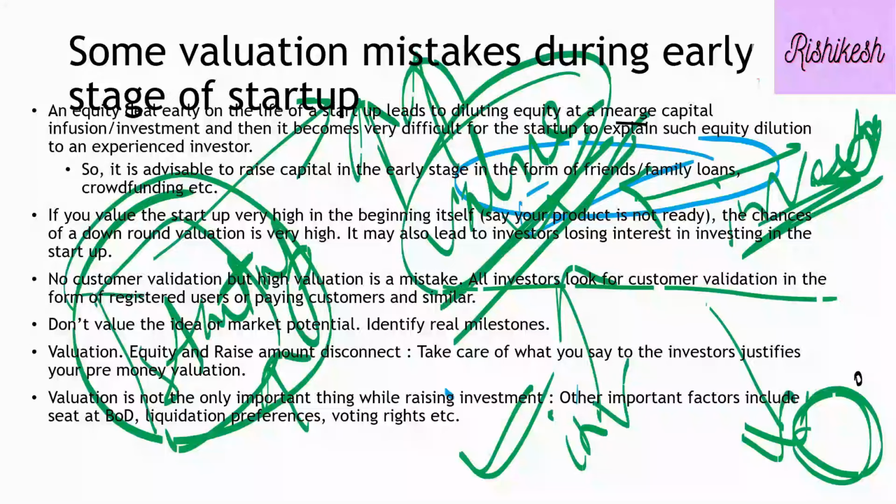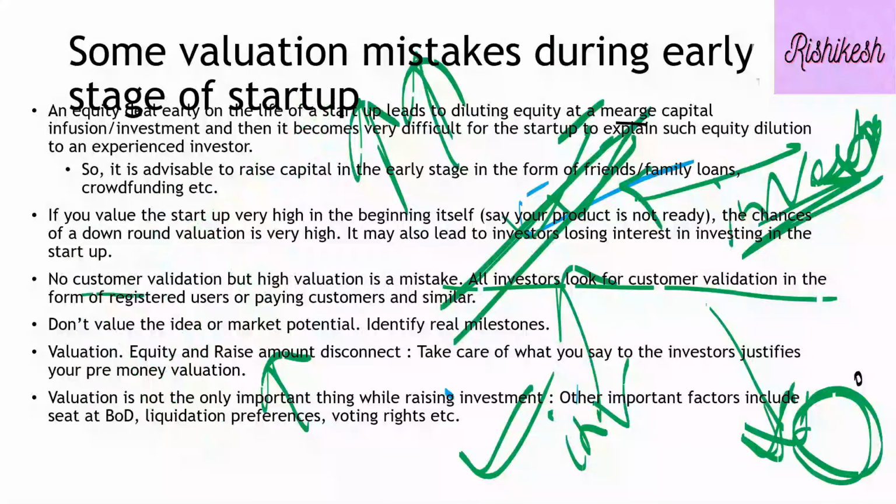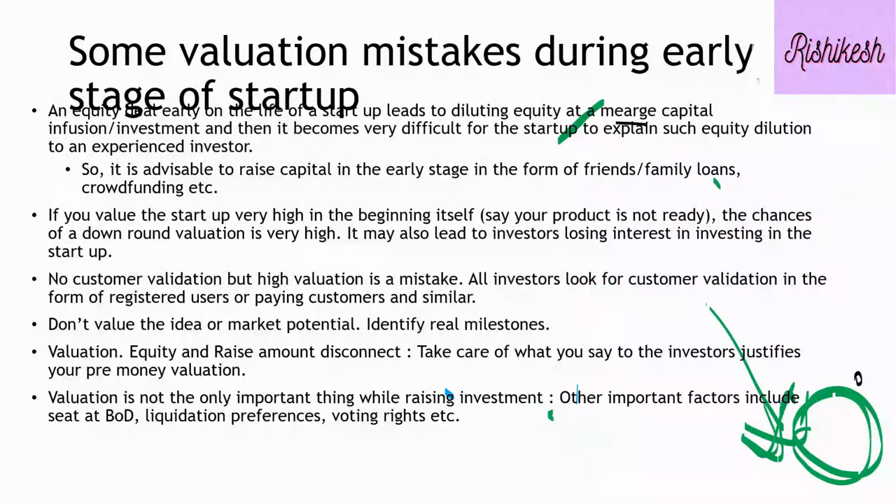So if you have valued your startup very high in the first round itself, and it's unjustifiable because your product is not ready, your team is not there, and you have not reached any considerable milestones, the chances of your startup getting into a down round increase. That means once you go to the next round of investment, you have to raise money at a lesser valuation than the previous round, and this is considered very bad for any startup. So it's advisable that once you are doing valuation, give it a very optimistic figure, and take all the points into consideration, so as to avoid these two cases from happening.